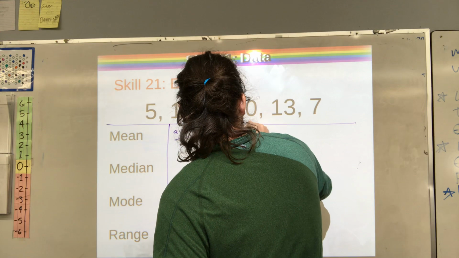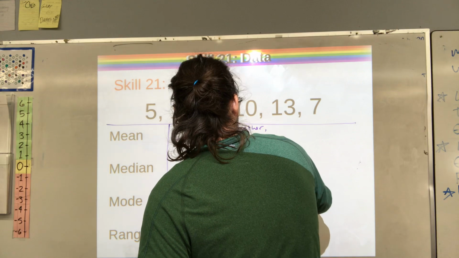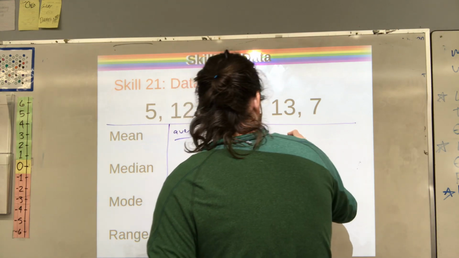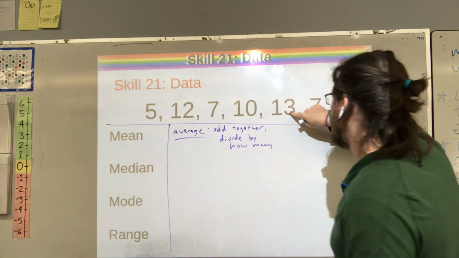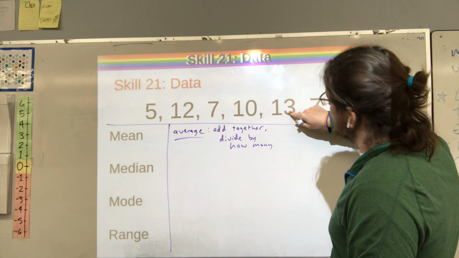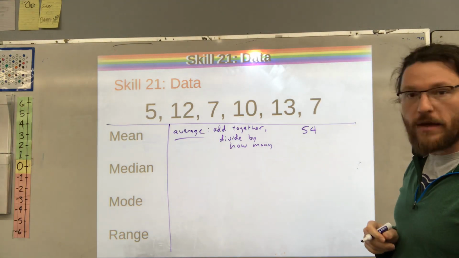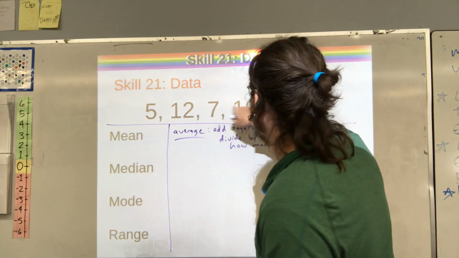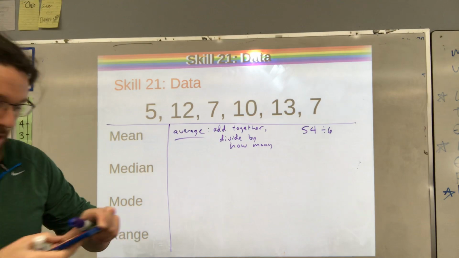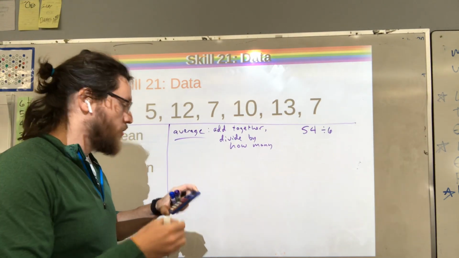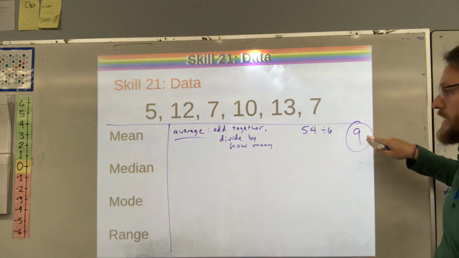Add together, divide by how many? Okay, so in this example, we've got 5, 12, that's 17, 24, 34, 47, and 54 is what we get when we add them all together. And then we have to divide by how many numbers we have. 1, 2, 3, 4, 5, 6. We're going to divide that by 6. Okay, so if I grab my calculator, 54 divided by 6, we end up with 9. So that means that the average of this whole group of numbers is 9.